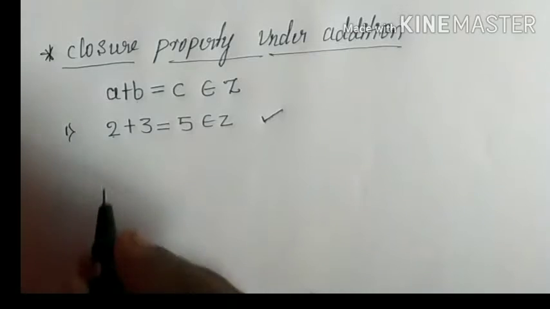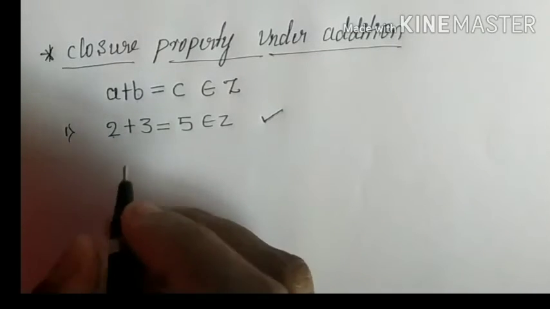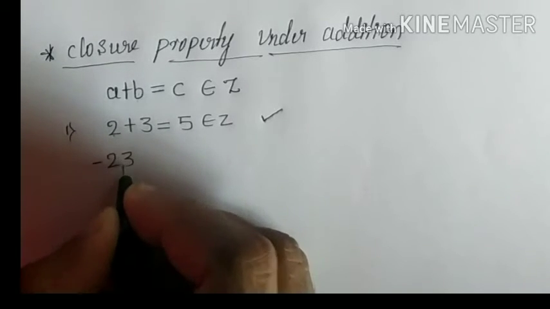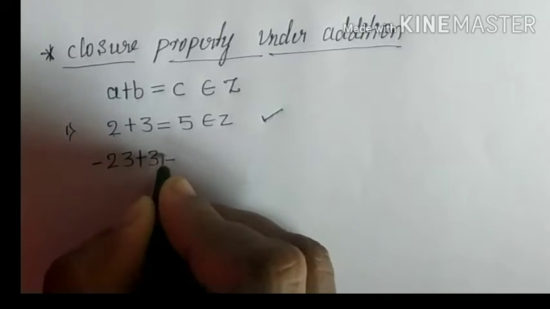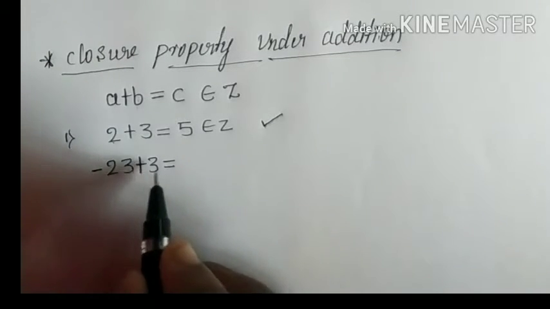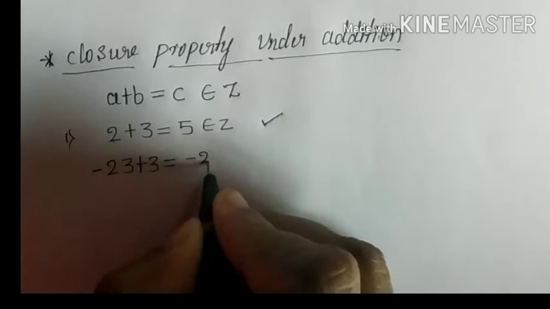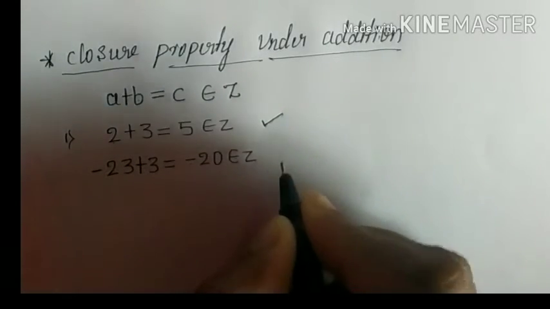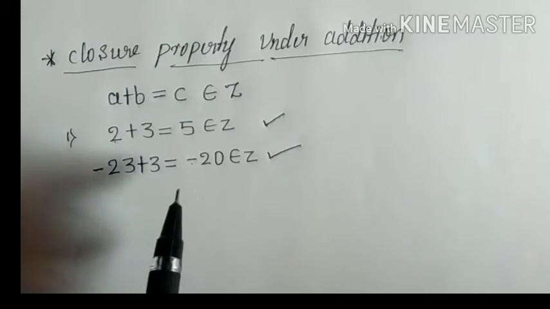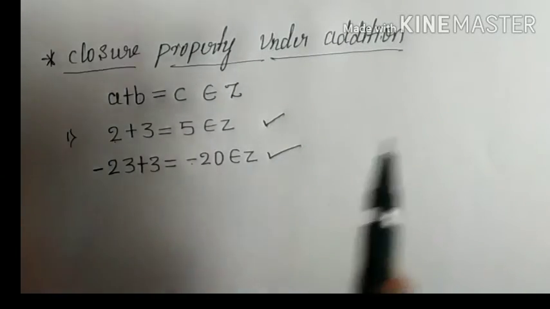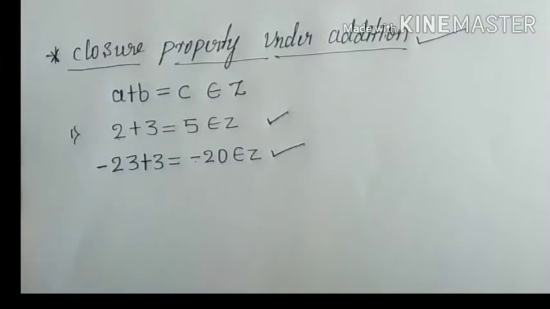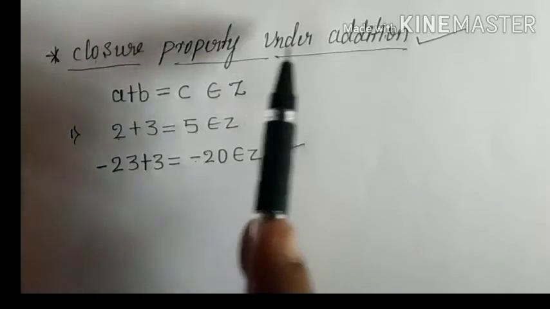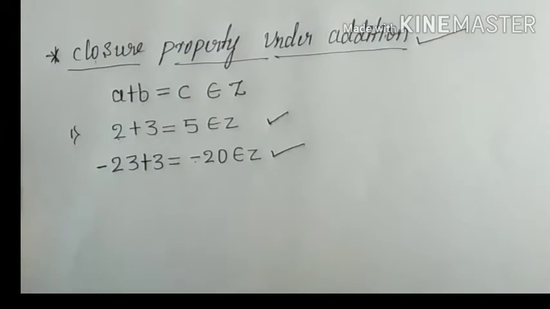We will take another example. We will take negative numbers here. Minus 23 and plus 3. What is the answer? Minus 23 plus 3 is minus 20. So this minus 20 also belongs to Z, right? Therefore, integers are closed under addition. Hence this proves that integers are closed under addition. Therefore closure property under addition is satisfied.